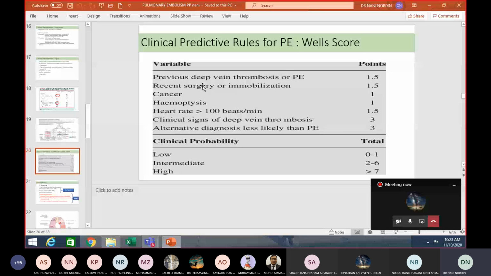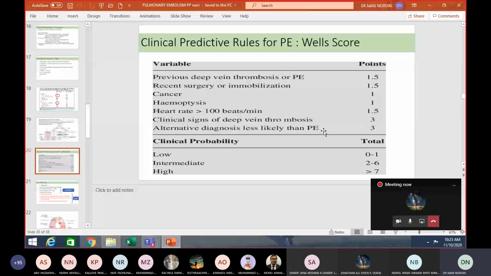They will look for whether the person has a previous DVT or previous PE, and with that they get 1.5 points. Then whether there is surgery or immobilization, whether they have cancer, and whether there's hemoptysis. They look at the heart rate; if it is more than 100, they get points also. Are there clinical signs of DVT?